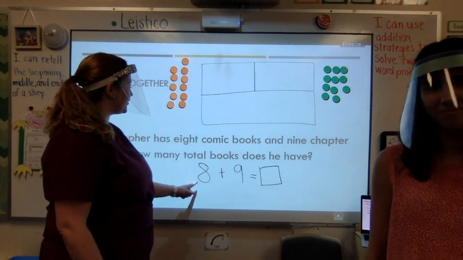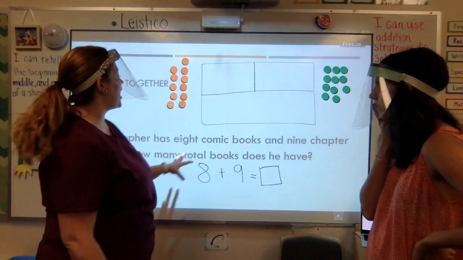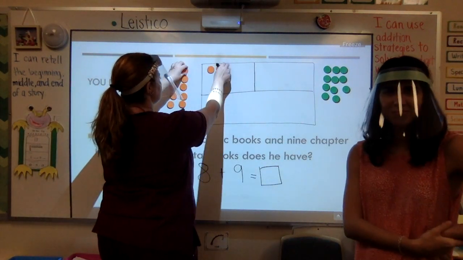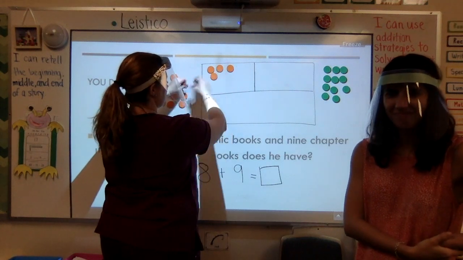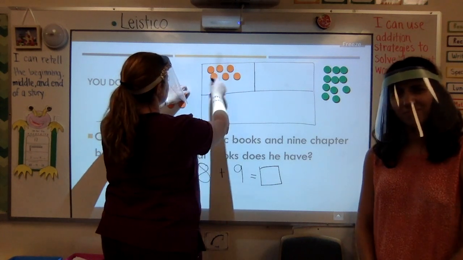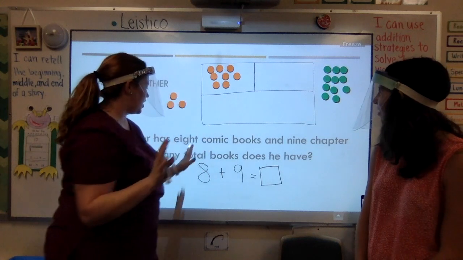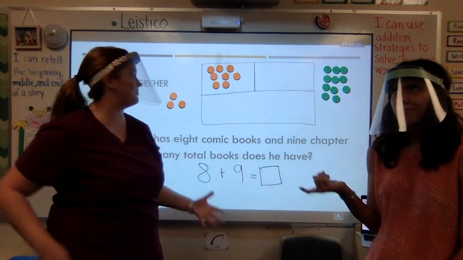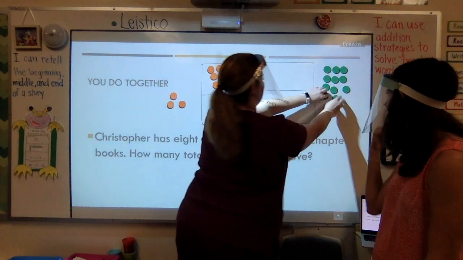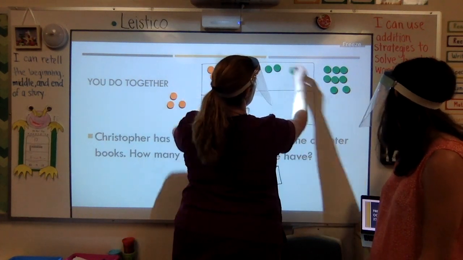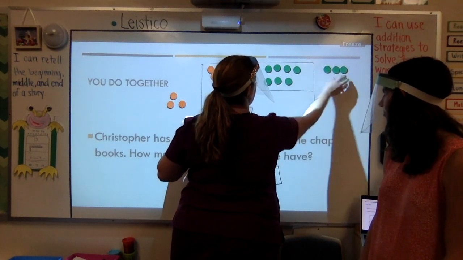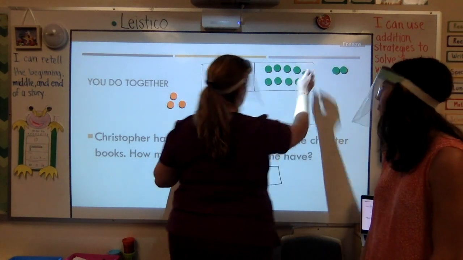So I started with 8 comic books. So I need to build 8 in my first part. 1, 2, 3, 4, 5, 6, 7, 8. Good job. All right, now my next part is 9. He had 9 chapter books. So let me put 9. 1, 2, 3, 4, 5, 6, 7, 8, 9.